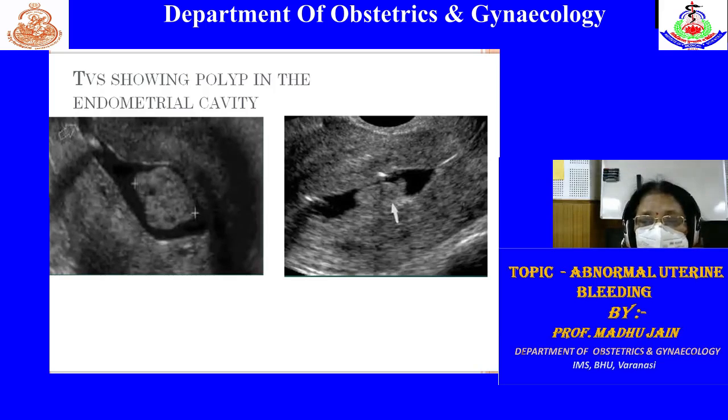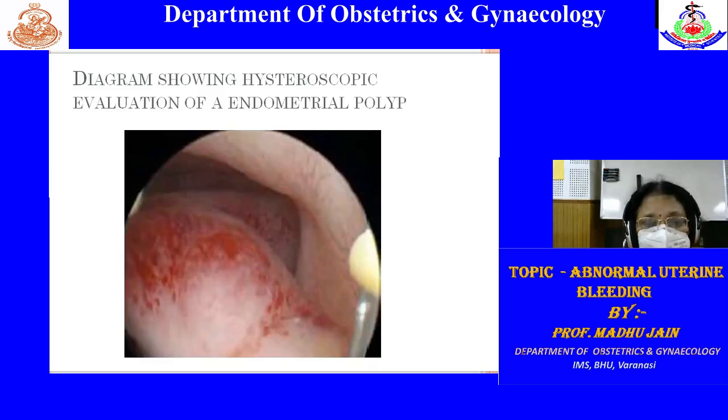So this is the polyp, and here you can see this is having so much fluid inside it. So it is diagnosed with the help of saline infusion sonography. So after the diagnosis of the polyp, you have to remove it by polypectomy. And this is done by which method?